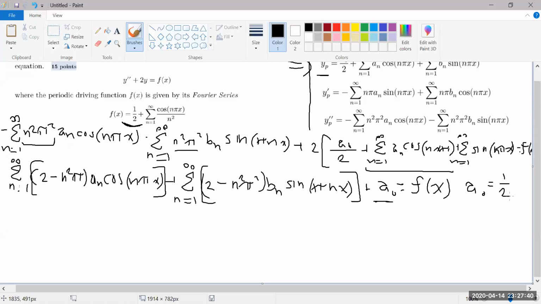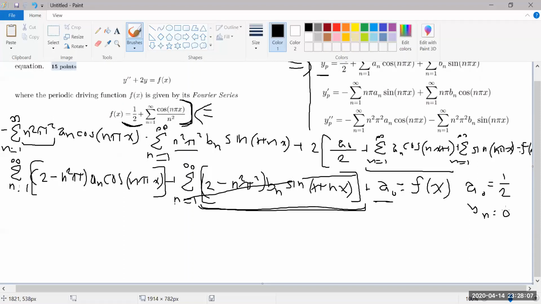Okay, and now we have this sine term again. There are no sine terms in our driving function, so there are no sine terms over here. So there's nothing that's going to make this b sub n match this solution over here. So we know that our b sub n equals 0.